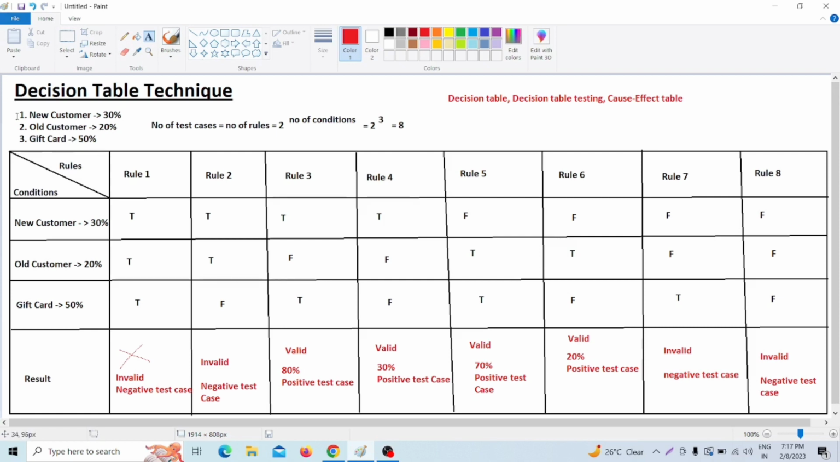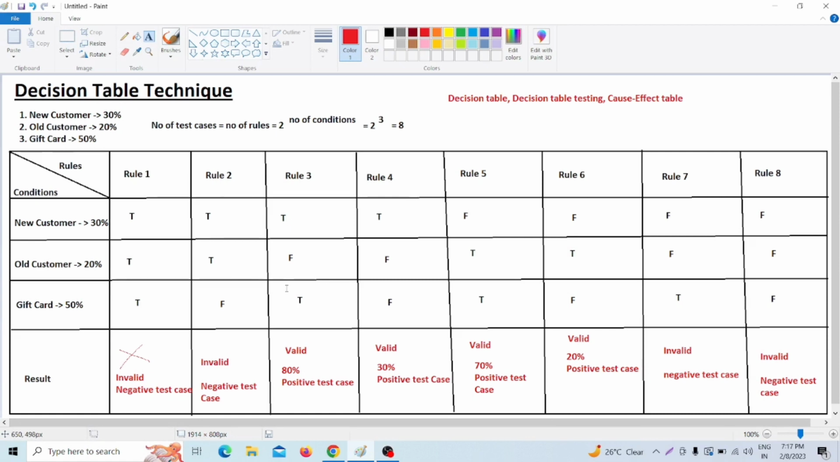And if there are fewer conditions, then we can easily draw the diagram. But for lots of conditions, we can still draw that, that's not a problem, but there will be some complexities. Okay. So these are the disadvantages of the decision table technique.